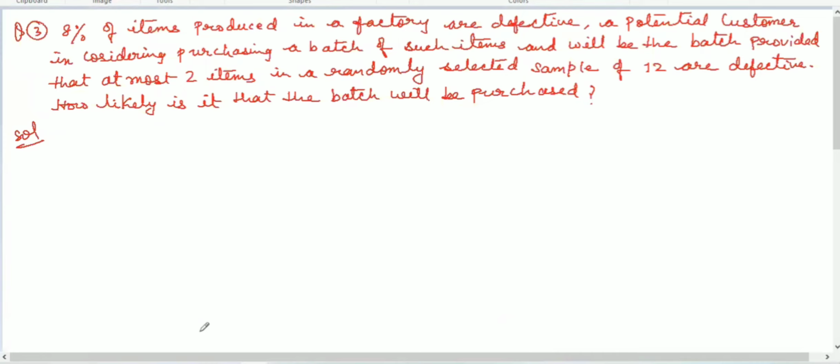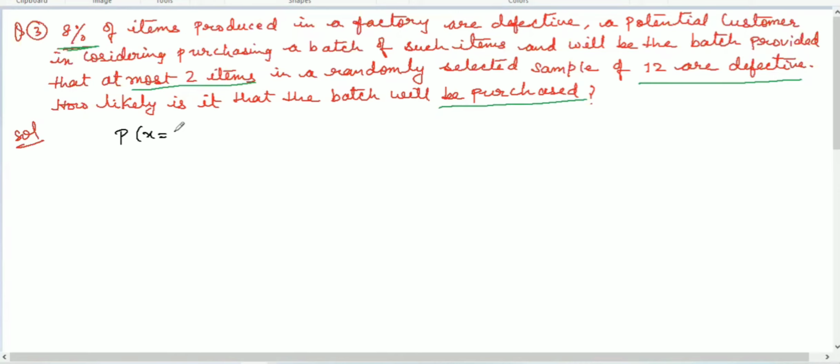Now let's try another question here. So here is another question I'm taking. 8% of items produced in a factory are defective. So 8% of the items are defective here. It is given. A potential customer is considering purchasing a batch of such items, and will accept the batch provided that at most 2 items in a randomly selected sample of 12 are defective. How likely is it that the batch will be purchased? So let's find it out, whatever information is given here.